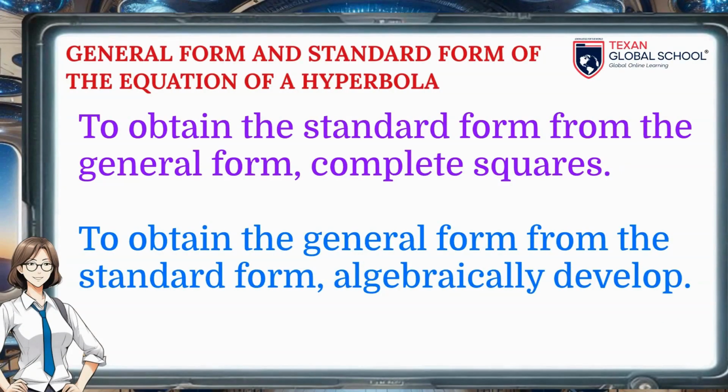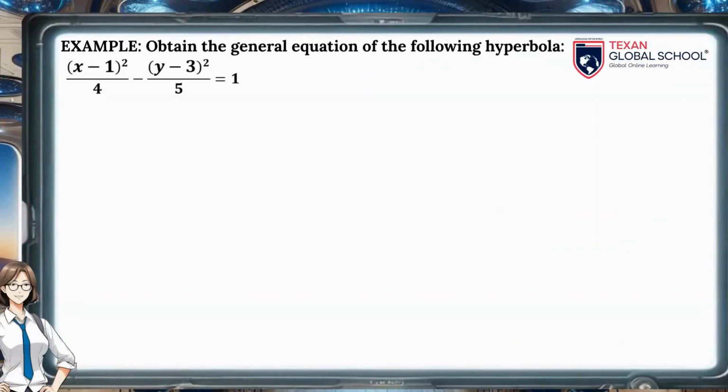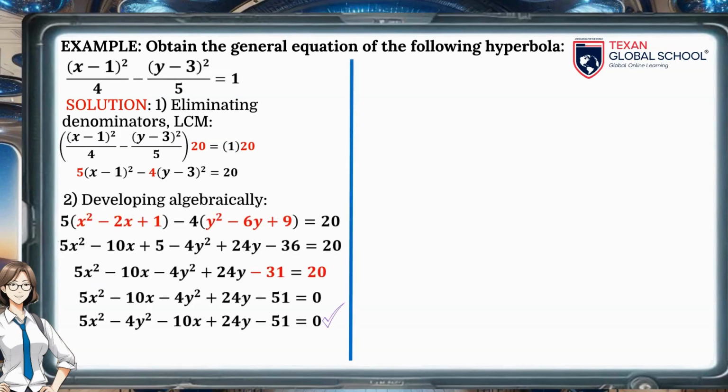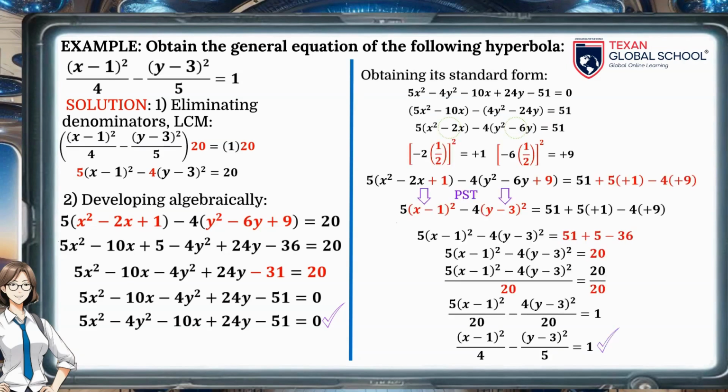We will use the previous example to obtain the general and standard forms of the hyperbola, so develop algebraically by multiplying by the least common multiple of the denominators to eliminate them. In this case, multiply by 20. By multiplying each term by 20 on both sides of the equation, we see that denominators are eliminated, so develop the squared binomials and the products. By grouping, results the general form of the hyperbola equation. Conversely, using the same equation in general form, if we complete squares, results the standard form.